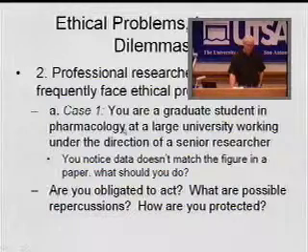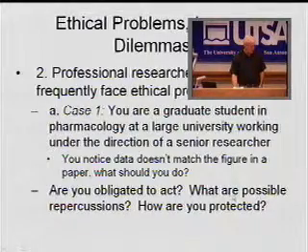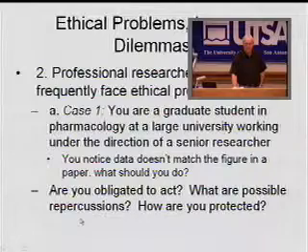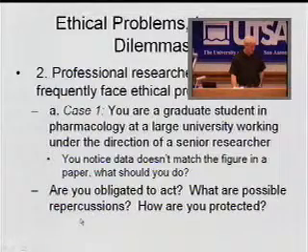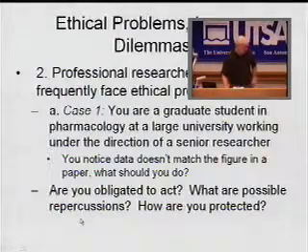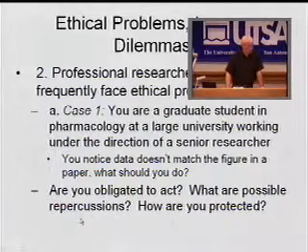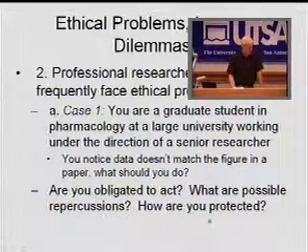cases that we have in the next couple of slides, and I won't bother to read all of them, but some of the key questions are, as I said, are you obligated to act? And what are the possible repercussions? So how do you protect the whistleblowers is a very key part of this whole ethical question. What's the morality of protecting individuals who bring infractions to our attention, misconduct to our attention, and is it even possible? How are you protected?